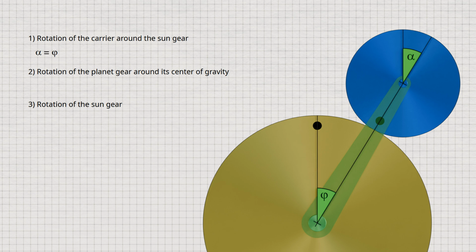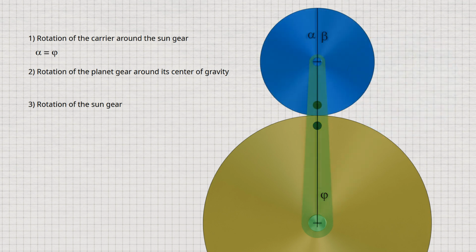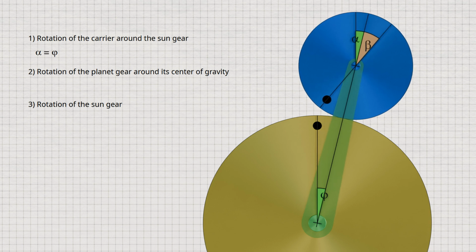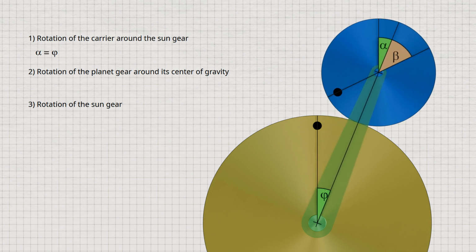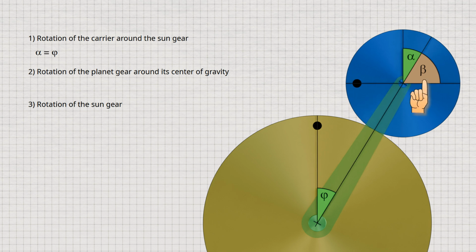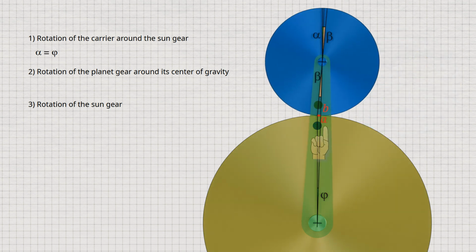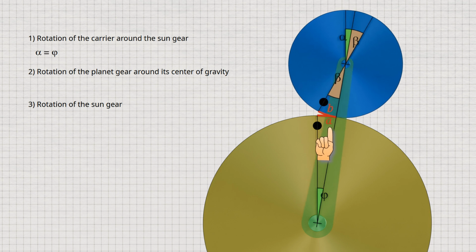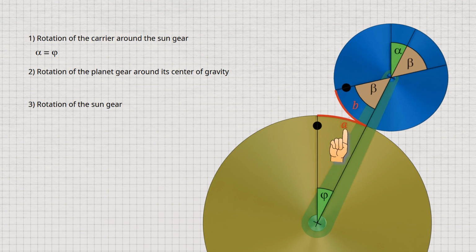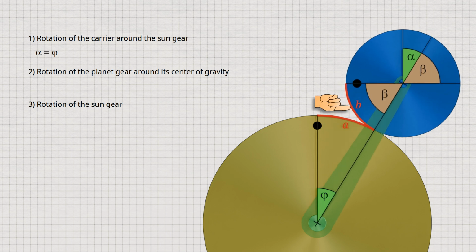However, when the planet gear is rotatably mounted on the carrier, it actually rolls on the sun gear and makes an additional rotation around its center of gravity. Therefore, the planet gear rotates by an additional angle beta as it rolls on the sun gear. The arc-shaped distance a, which the planet gear has traveled on the sun gear during the time t when the sun gear has rotated by the angle phi, corresponds to the distance b, by which the planet gear has moved on the circumference in the case of a pure rolling motion. The angle beta can then be determined from this relationship with the use of the radian measure.